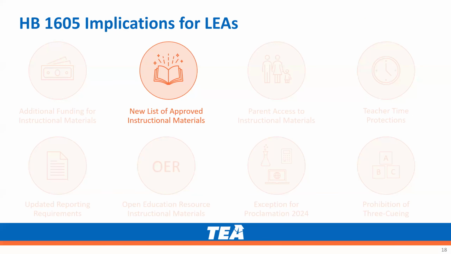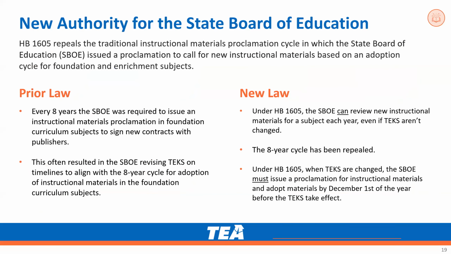Next, we'll talk about the new list of approved instructional materials. As I shared, there's new authority for the State Board of Education outlined in House Bill 1605. Prior to this, every 8 years, the SBOE was required to issue an instructional materials proclamation and then sign new contracts with publishers. That is no longer the case. And the board will now be able to review materials uncoupled from that 8-year cycle. So they can review materials every year if they choose to add more materials to the list.